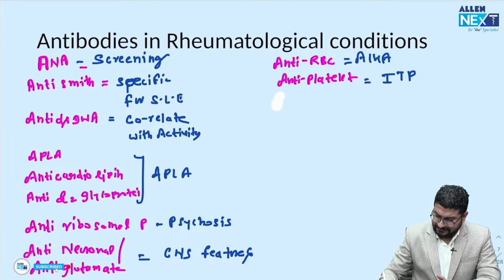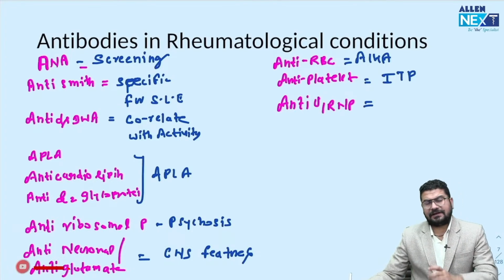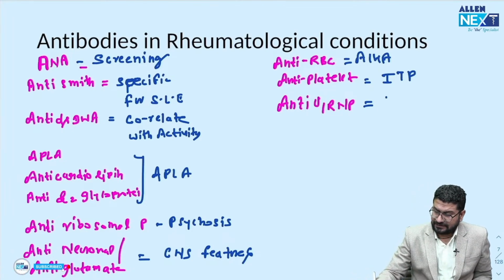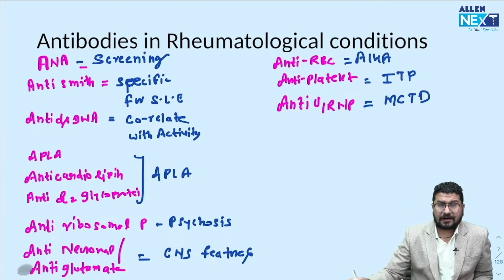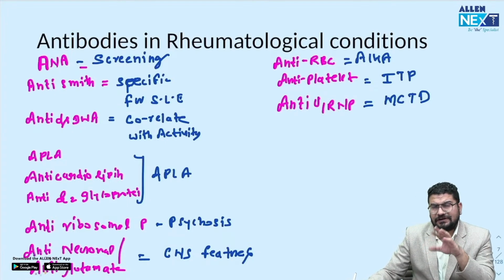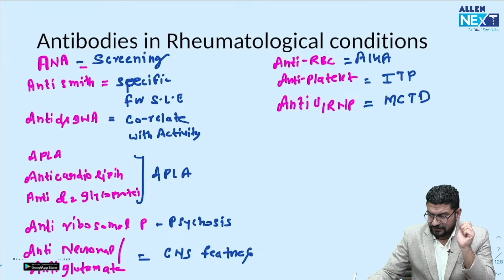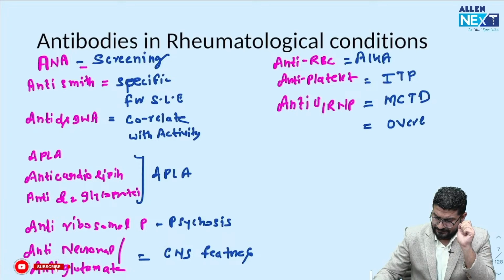Sometimes we can have anti-U1-RNP. Anti-U1-RNP, understand, is an antibody that we see in MCTD. MCTD is mixed connective tissue disorder. There are some conditions where you can see 2 or more autoimmune diseases in one person, for example, SLE with rheumatoid arthritis or SLE with scleroderma. So that's what we call MCTD. There is one more condition similar to MCTD. We call this overlap syndrome.